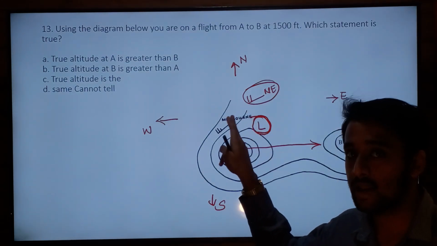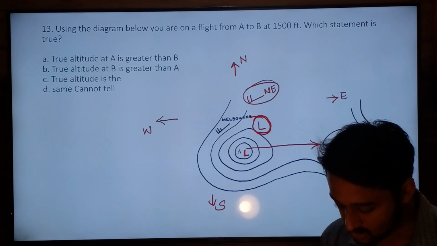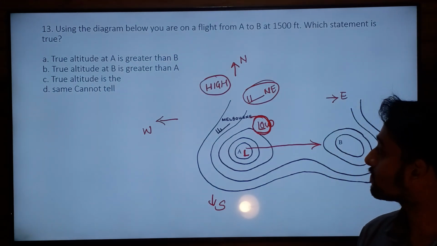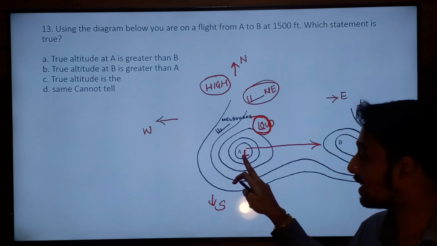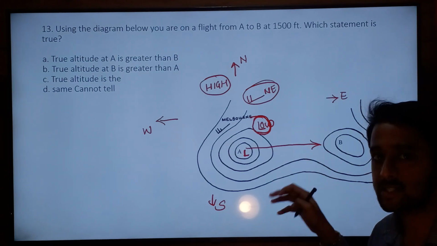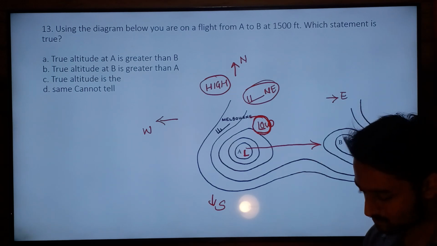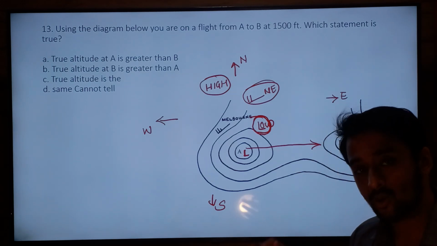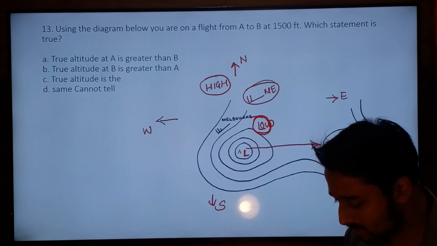And according to Buys Ballot's law, high pressure will be to the right hand side. So somewhere over here we have high pressure, and somewhere over here we have low pressure. If this is low pressure, then comparatively these isobars are far away from each other, meaning the pressure over there is more than the low. So if we are going away from low, the pressure will be higher.